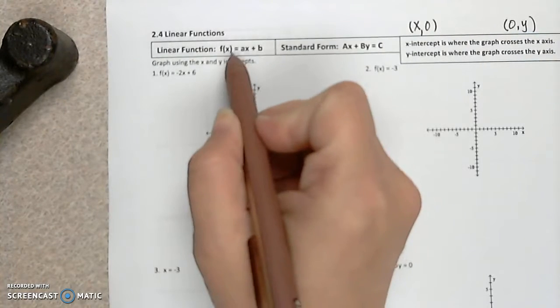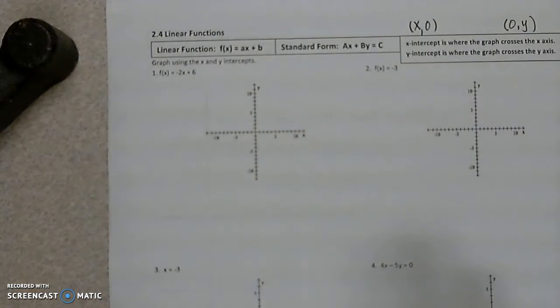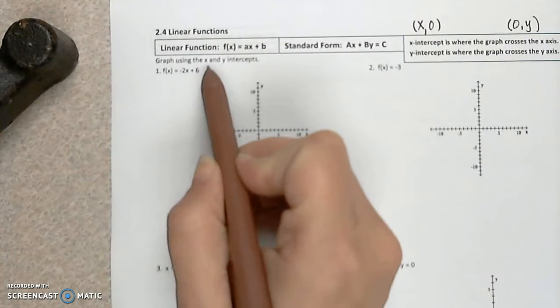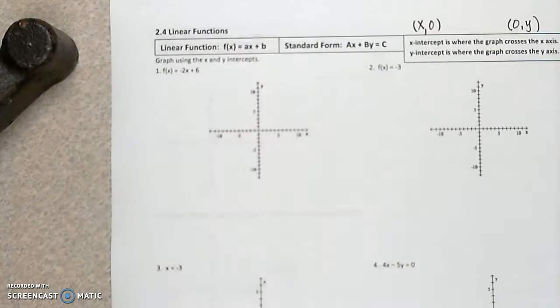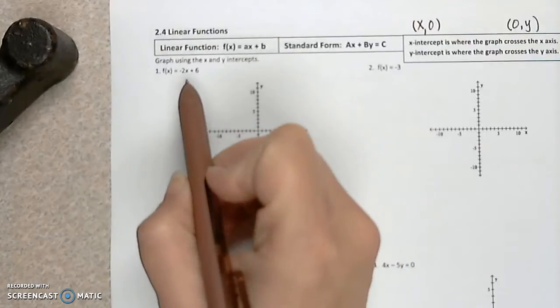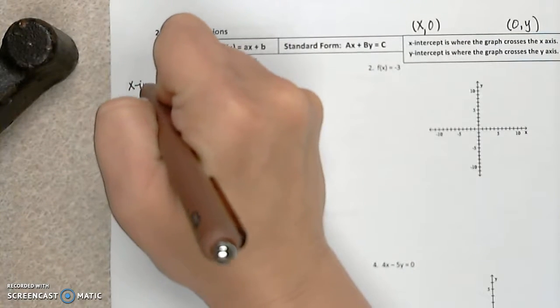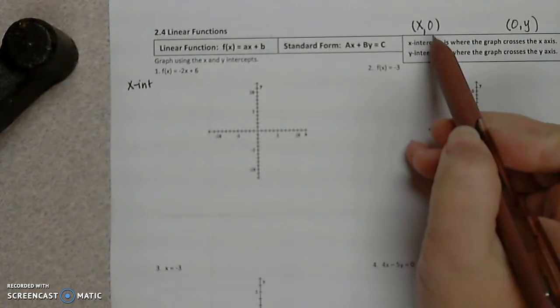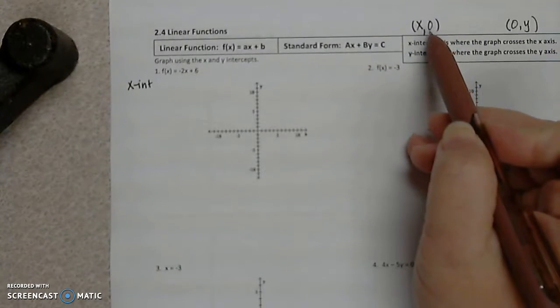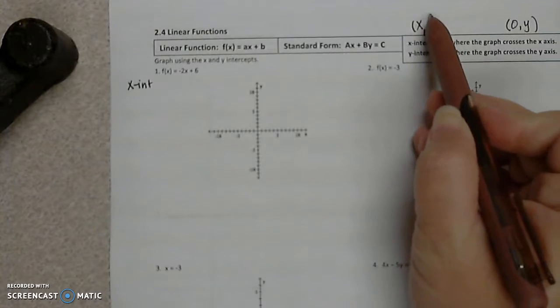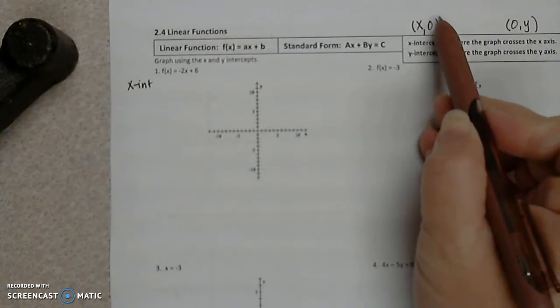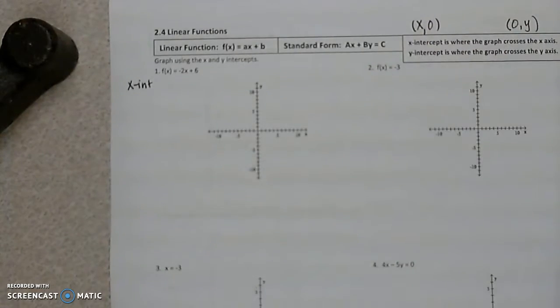Alright, so remember f of x is the same thing as y equals. And I want to graph using the x and y intercepts. So first I want to find those. Alright, so if I want to find the x-intercept, I know that the y value is 0. That's according to this right here because this is the point where it crosses the x-axis. The y value is always 0.